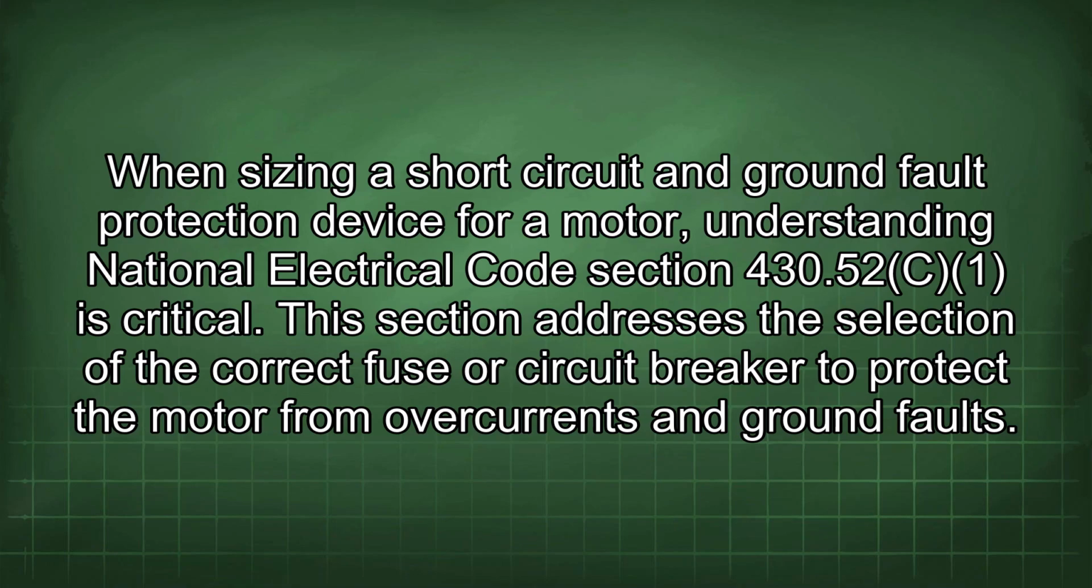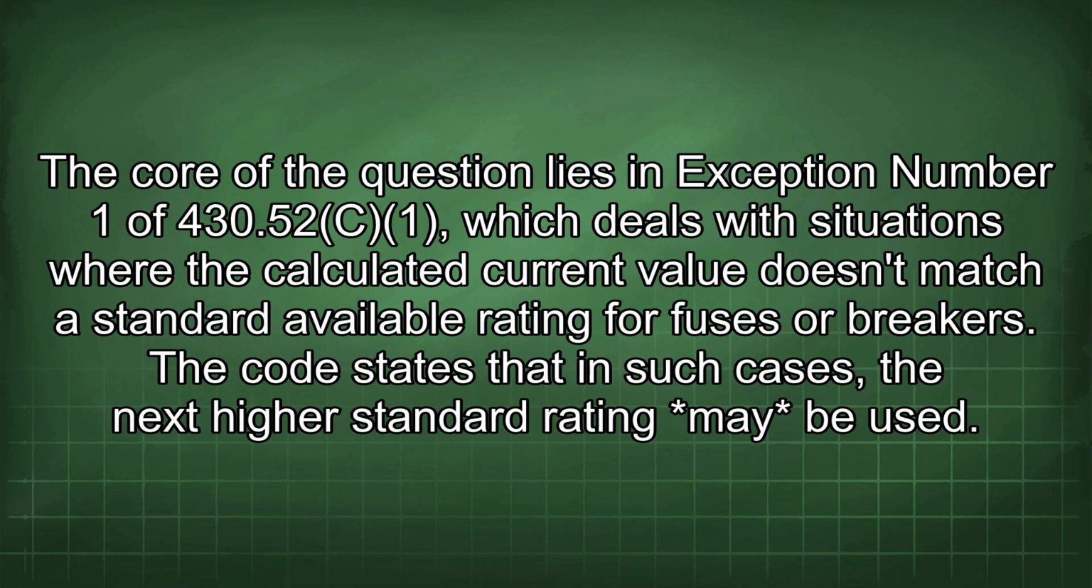When sizing a short circuit and ground fault protection device for a motor, understanding National Electrical Code Section 430.52 is critical. This section addresses the selection of the correct fuse or circuit breaker to protect the motor from overcurrents and ground faults. The core of the question lies in exception number 1 of 430.52, which deals with situations where the calculated current value doesn't match a standard available rating for fuses or breakers.